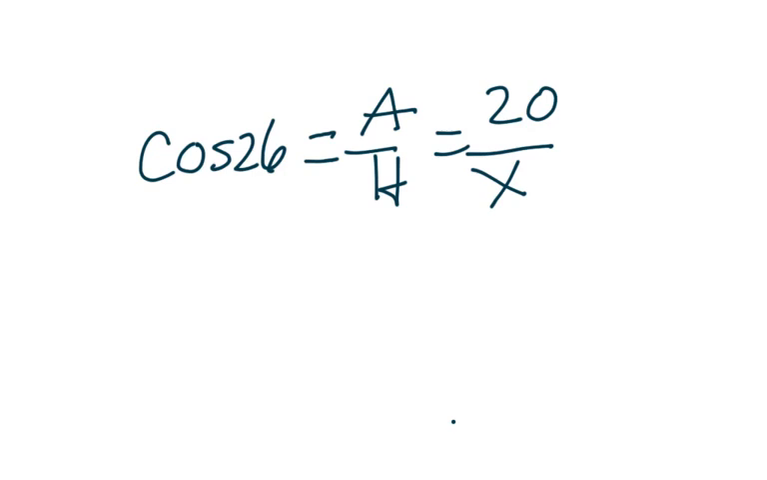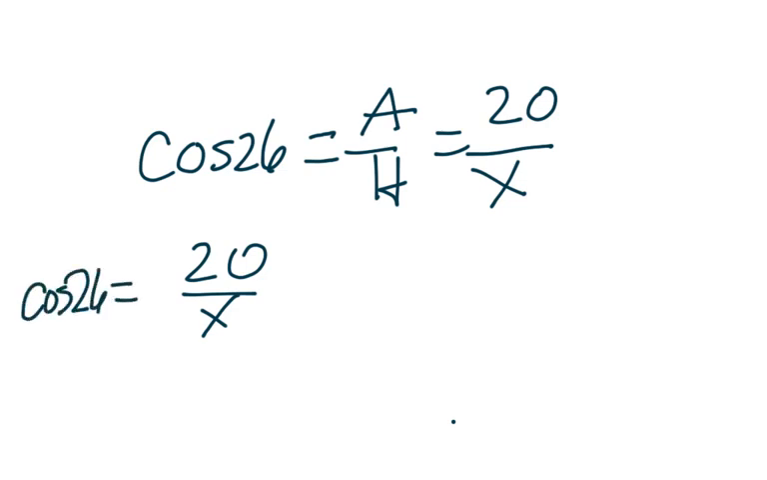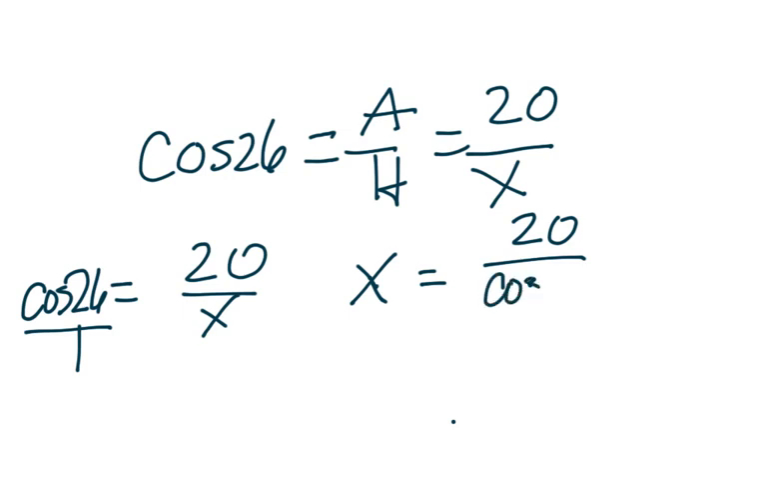So let me look at my notes here so I can describe it. So 20 equals x times cosine 26, and we need to get our x by itself. So we put x over 1, and we turn it over, and x equals 20 over cosine 26, because we do the opposite to get rid of it. And we use our calculator.